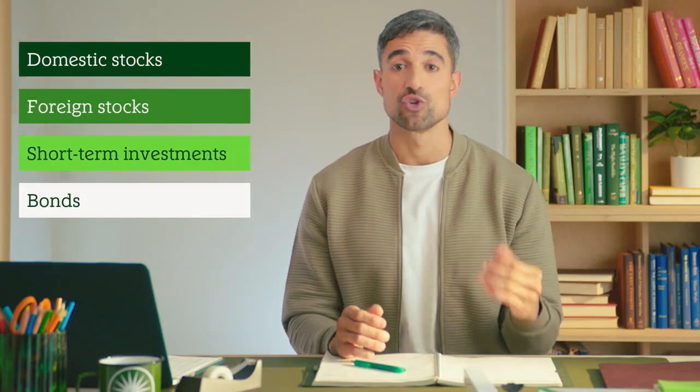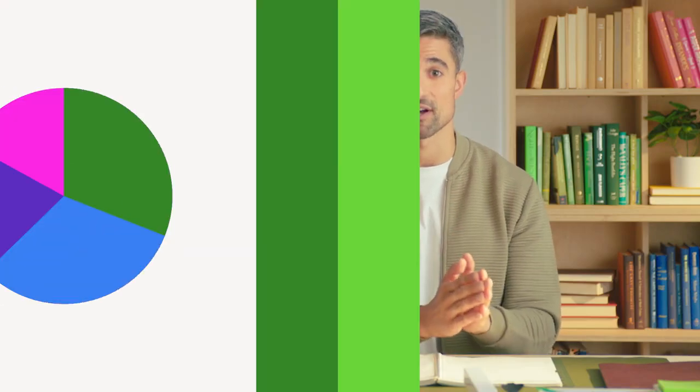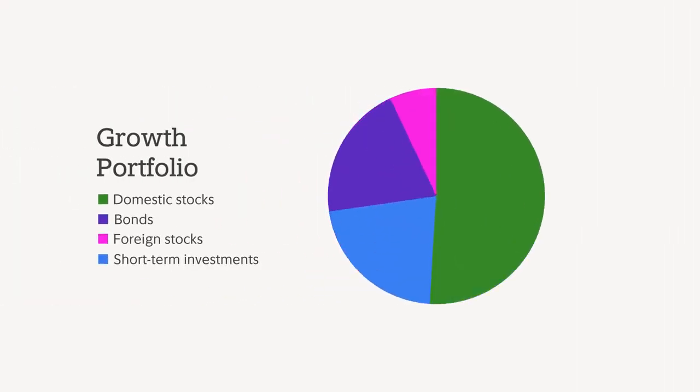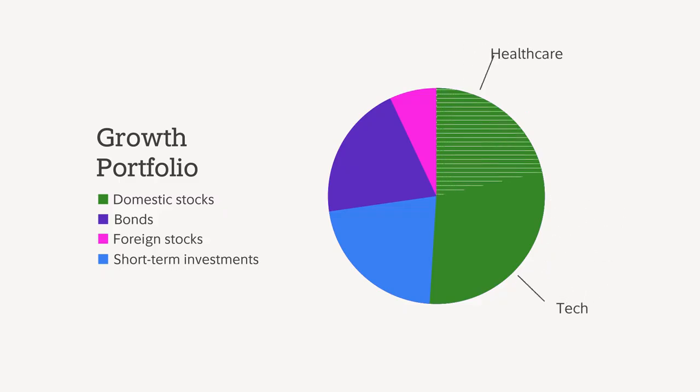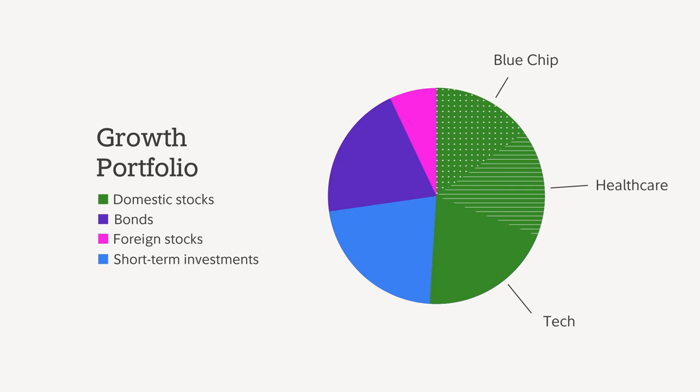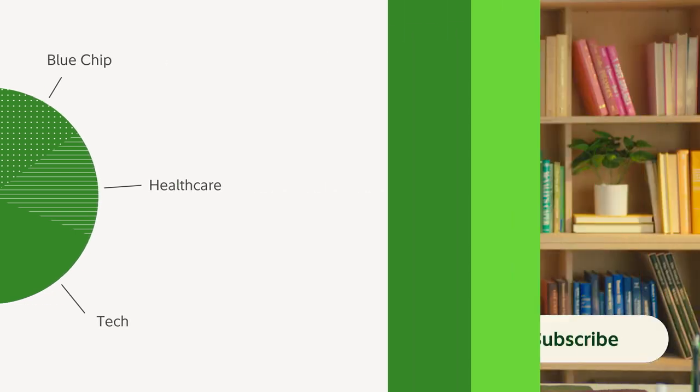After you've established your portfolio's allocation of domestic stocks, foreign stocks, short-term investments, bonds, and any other assets, you may want to consider also diversifying within each one. Let's take a closer look at domestic stocks. Imagine you notice you're only investing in one type of stock in your portfolio, tech. You could diversify more by investing in other types of stocks like healthcare or blue chip. The same goes for the other parts of your portfolio. If you're trying to diversify, don't go all in on a single style of investment.